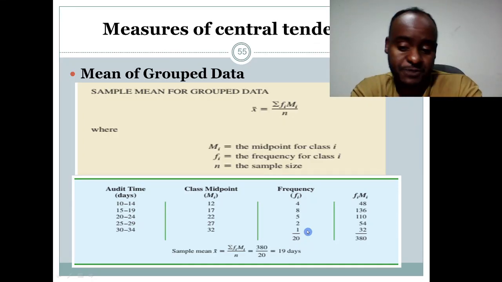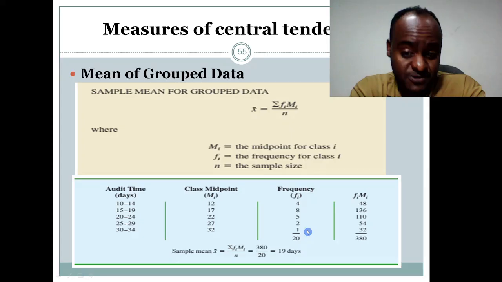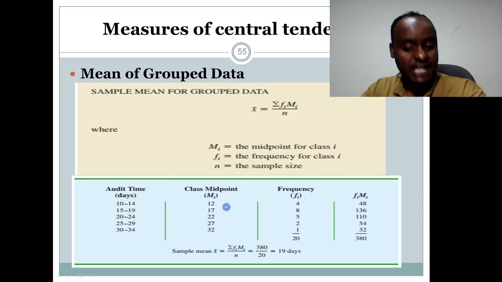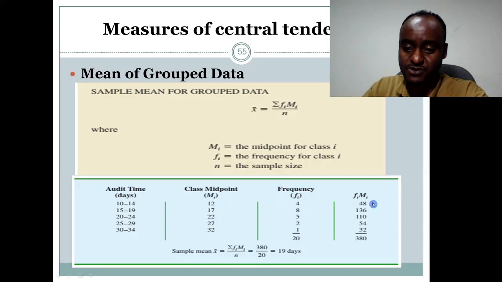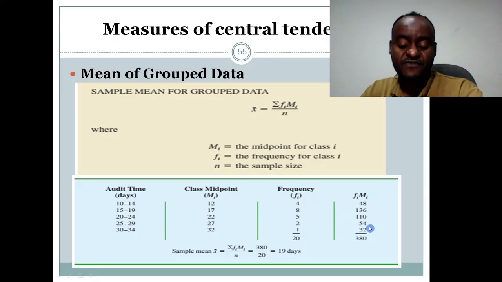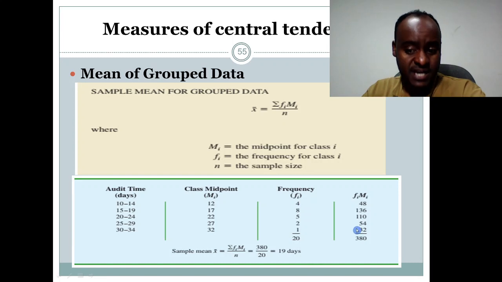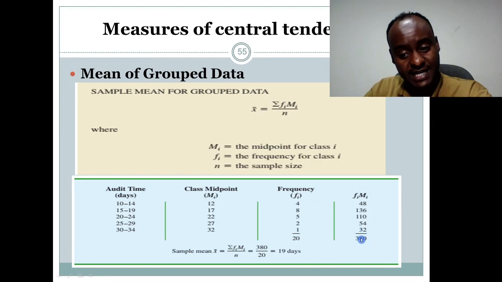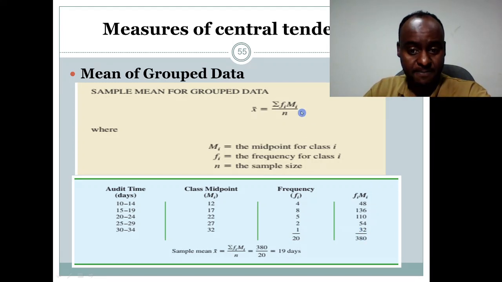So this is frequency. Then you need to multiply frequency times class midpoints. You just need to multiply these two. 12 times 4, 48. 17 times 8, 136. 22 times 5, 110. 27 times 2, 54. 32 times 1, it is 32. Then you need to add them, summation. That is the summation of f times m. Add them, the total number is 380.